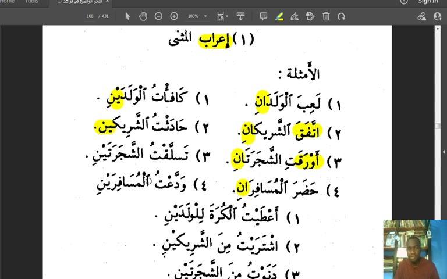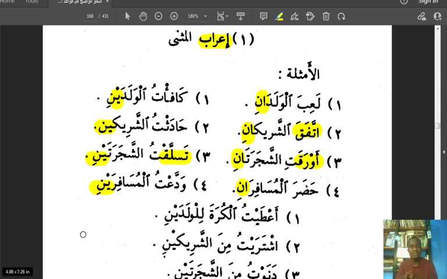So you see the yai and nun. Tasallaqtu shajarataini, I climbed. Tasallaqa is to climb. I climbed the two trees. And we have wadda'atu al-musafiraini, I bid farewell to the two travelers. So the two travelers are also maf'ulun bihi here. Okay, so let's look at something. Here, all of them are maf'ulun bihi. Maf'ulun bihi, we know, is always mansubun. So they come in the accusative case.